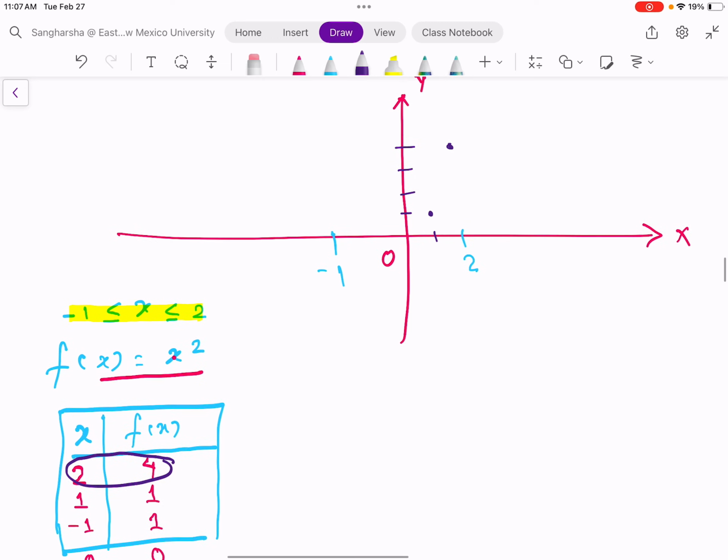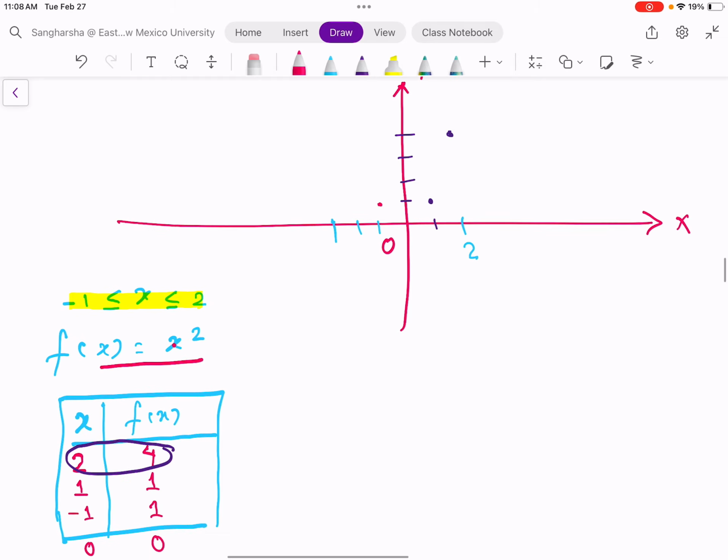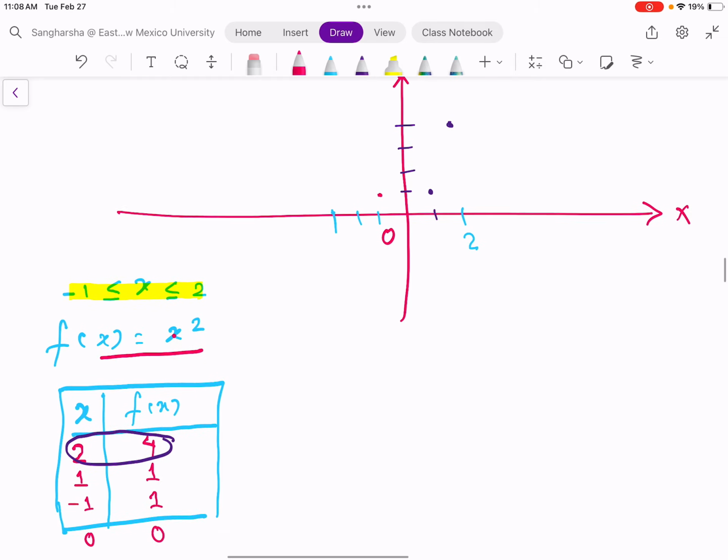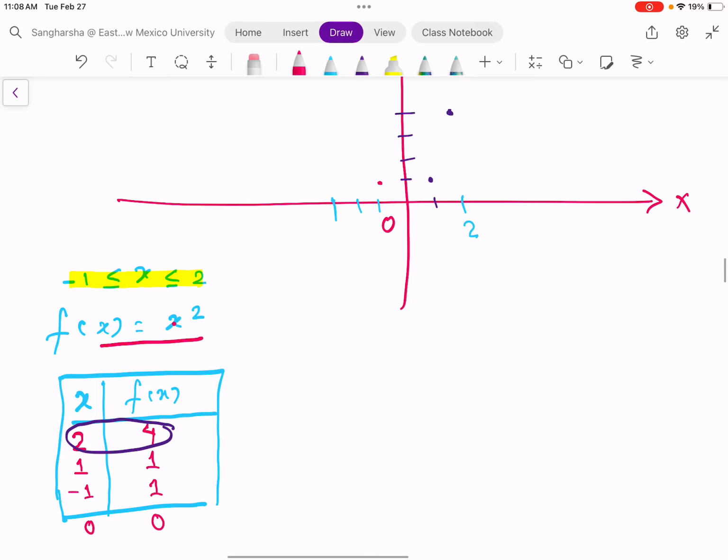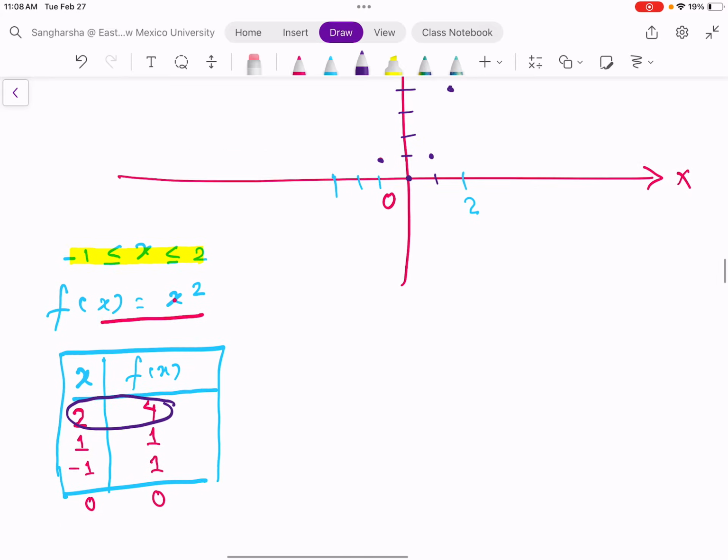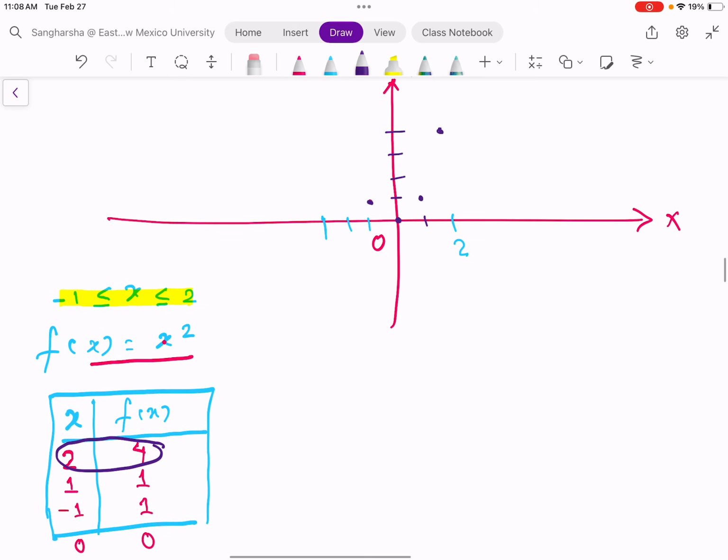So we have -1, 1. This -1 is too far, so let me try to space it evenly here. So this is -1, -2. So we have -1, 1. And we have 0, 0. So this is 0, 0. Now let's connect these points. We get a graph.